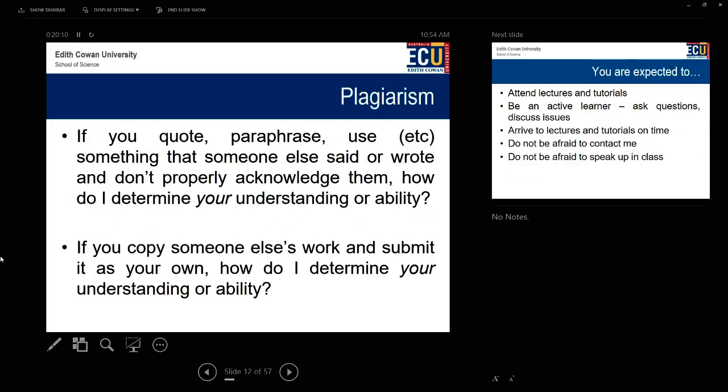You need to understand what is plagiarism. If you quote, paraphrase, or use something that someone else said or wrote and don't properly acknowledge them, how do I determine your understanding or ability?